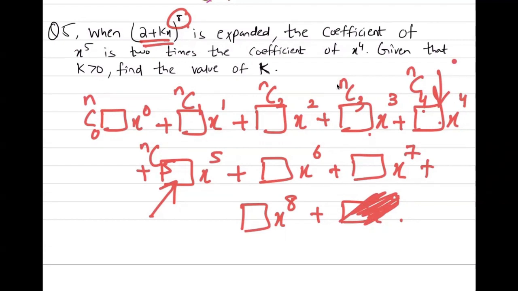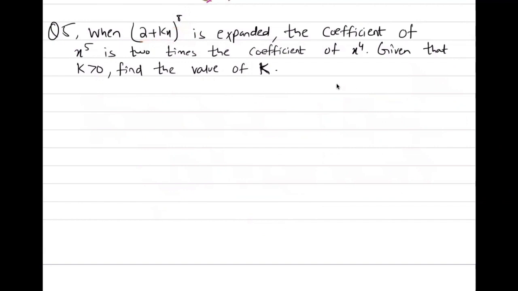And for the fifth term, for the x to the power of 5 term, I'll be doing 8C5. So the whole idea was that I want the term in x to the power of 4 and the term in x to the power of 5. I'm looking for the specific term instead of the entire expansion. So to find the specific term, you can use this formula, NCR.